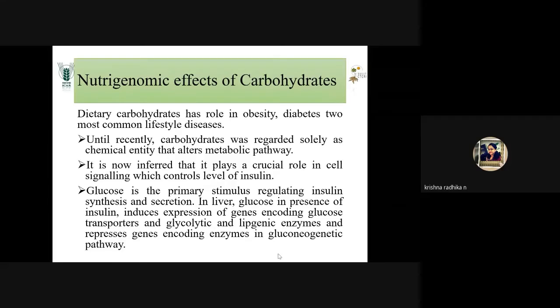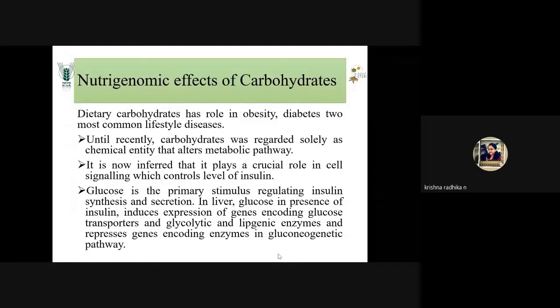First, carbohydrates, we all know, can be glucose monomers like glucose or other polymers, and dietary carbohydrates have a role in obesity and diabetes, and these two are common lifestyle diseases. Until recently, carbohydrates were regarded as a chemical entity that alters the metabolic pathway. It is now inferred that they play a crucial role in cell signaling, which controls the level of insulin.